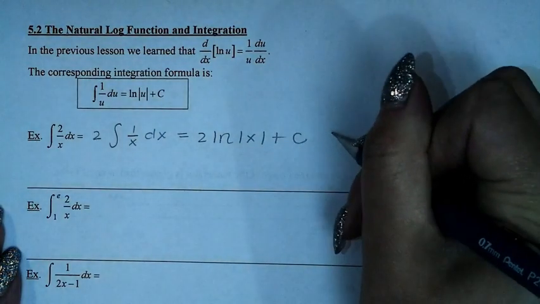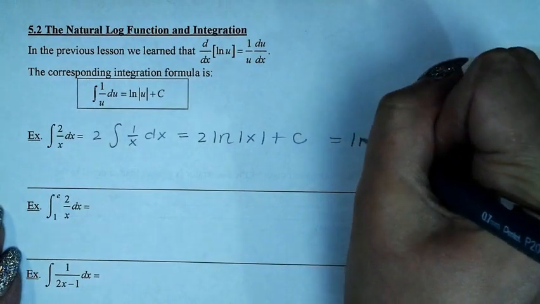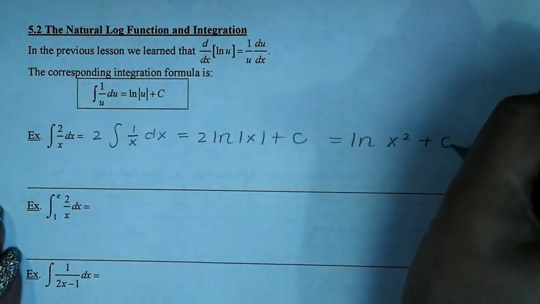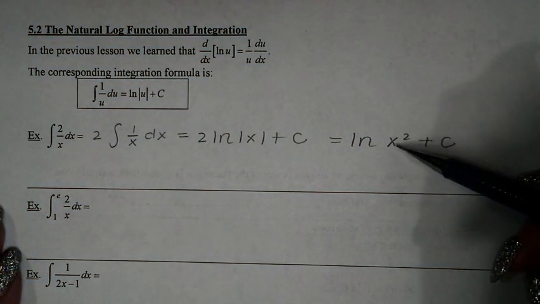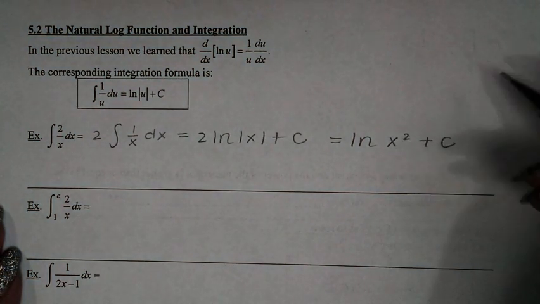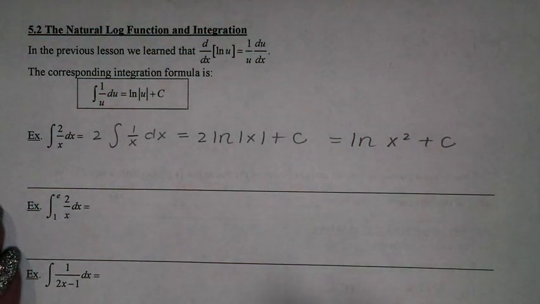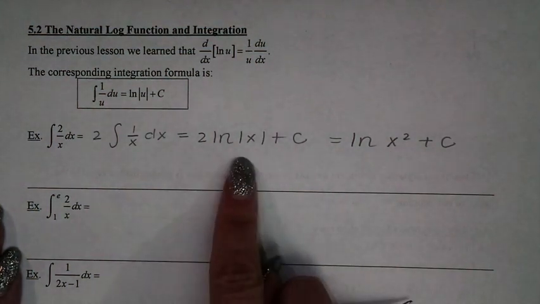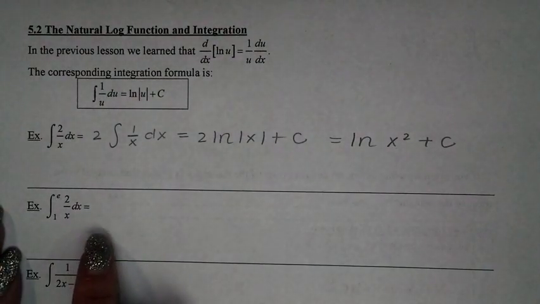After that you can see that this 2 you can actually express it like this. Why did I take out the absolute value in this problem? Because you know that x squared guarantees you have a positive inside the natural log. So that's fair game, okay? You can leave it like this, but you can also express it like this.